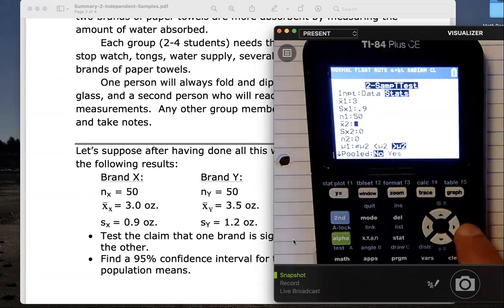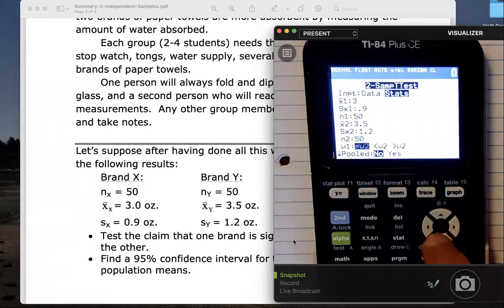Now this sample mean is 3.5. And this is 1.2. And our large sample size of 50. And we'll highlight the not equal, hit enter.